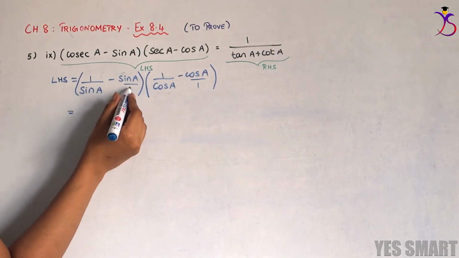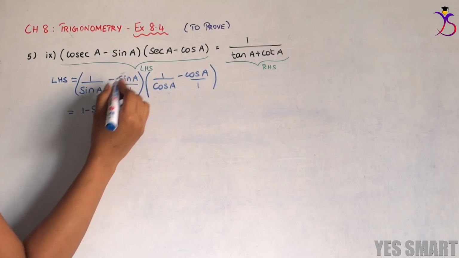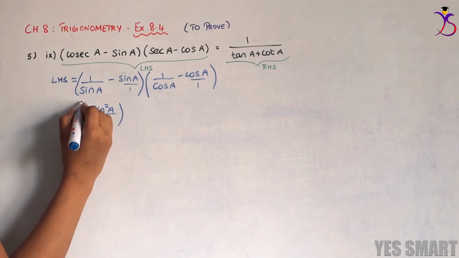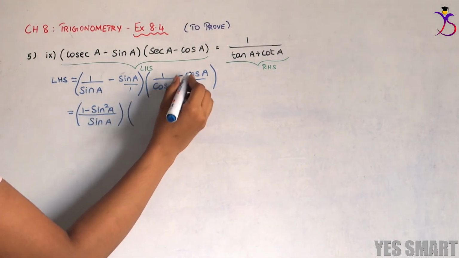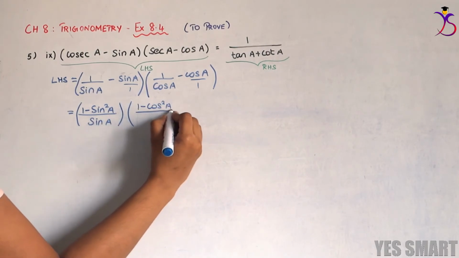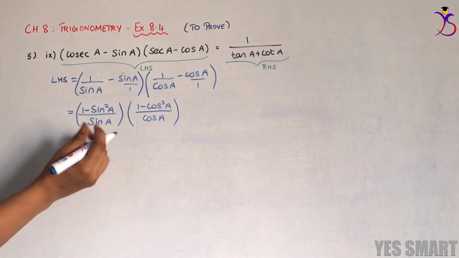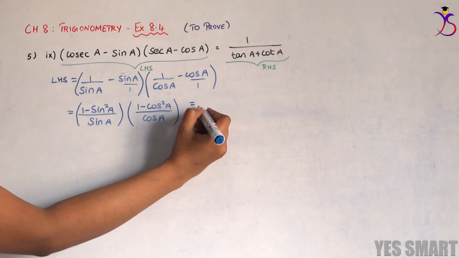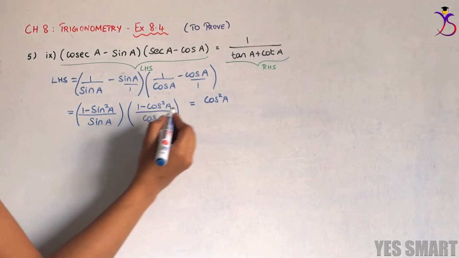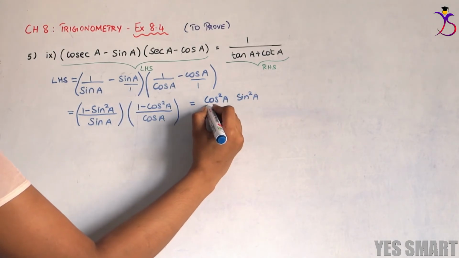Now, I am going to take LCM and solve. Therefore, now it becomes 1 minus sin square A by sin A, into, multiplying the second term with cos A, 1 minus cos square A by cos A. Now, just solving this, 1 minus sin square A is cos square A into 1 minus cos square A is sin square A. So, the denominator I am just multiplying it. It is sin A into cos A.